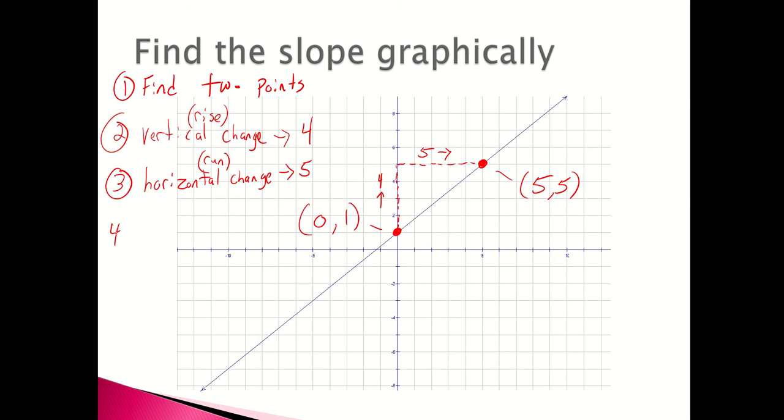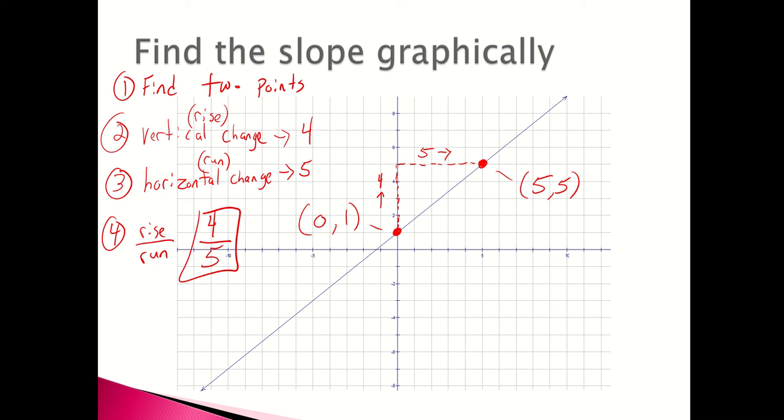And then step 4, we put it in the form of rise over run. That is a fraction, right? So the rise over run here is going to be, well, we went up 4, so that's a rise of 4. We went to the right 5, so that's a run of 5. So 4/5 is the slope here.